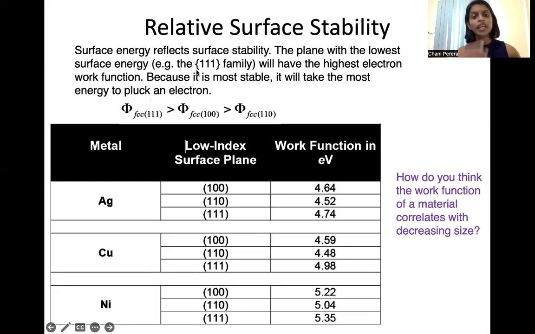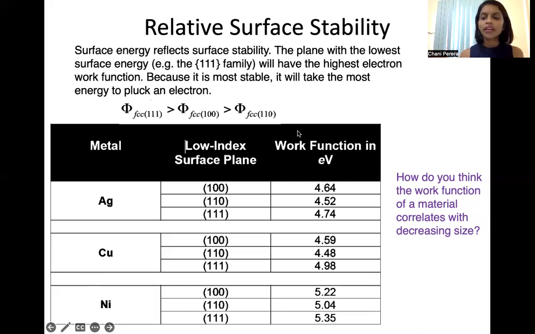work function, right? Because the work function for the 111 plane in the face-centered cubic is highest. So the higher the work function, the lower the surface energy, and the higher the surface stability. So surface energy reflects the surface stability. The plane with the lowest surface energy, that is the 111 family, will have the highest electron work function because it is more stable and it will take the most energy to pluck an electron from that surface.